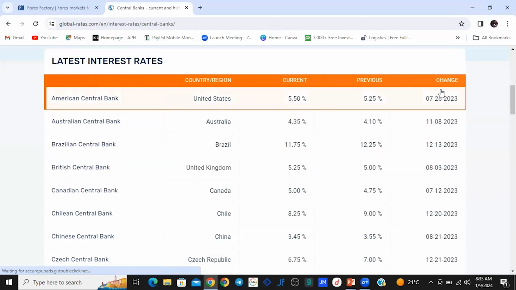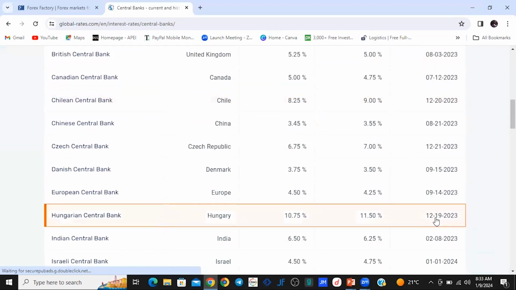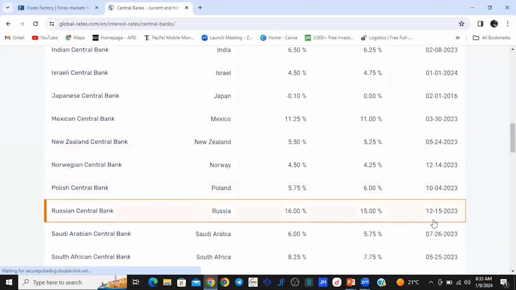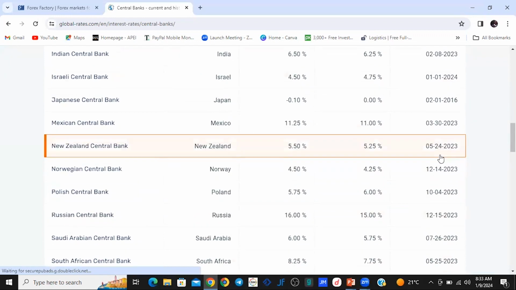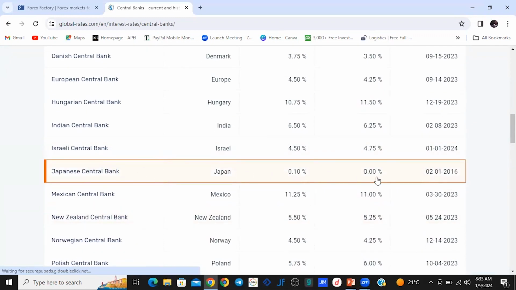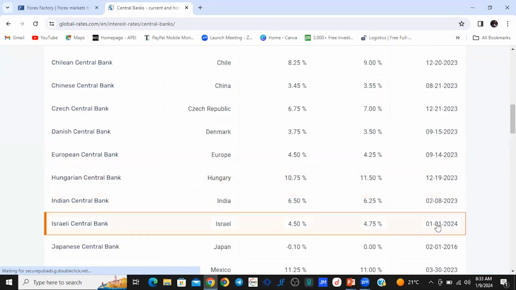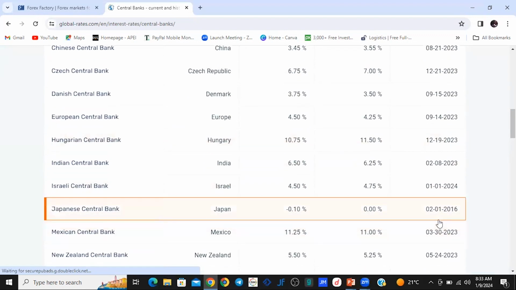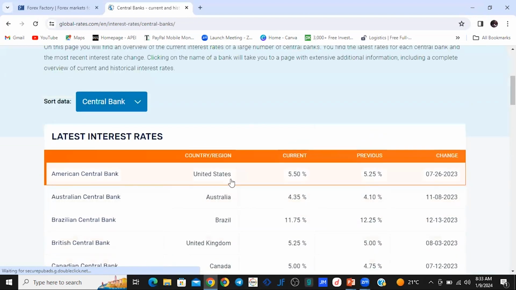Remember, this is long term, and the reason why you'll find that the change was sometimes a long time back, like you can see for the Japanese central bank, the last change was in 2016, right? So when we say that we need to pair a weaker currency, that is a currency with low interest rates, with a stronger currency, that is a currency with higher interest rates.